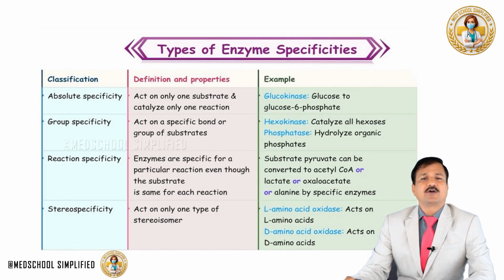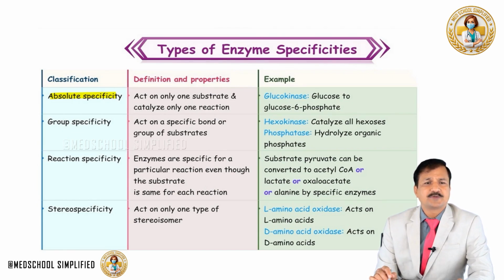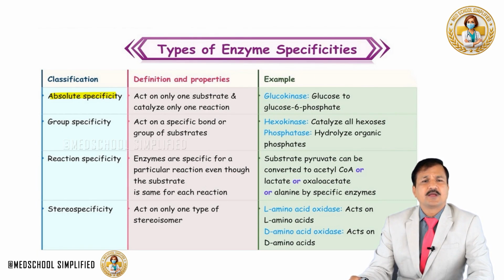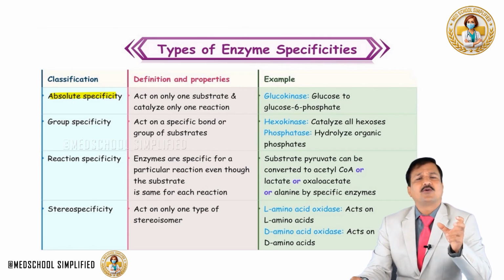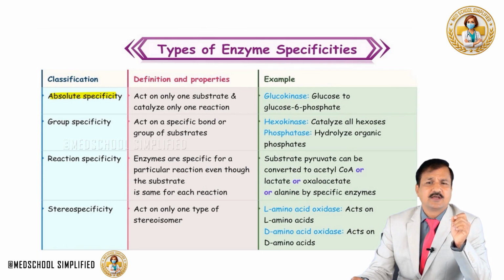Coming to types of enzyme specificities. So enzyme specificities can be classified into absolute specificity, group specificity, reaction specificity and stereospecificity. So what is absolute specificity here? Absolute specificity is when an enzyme acts only on one substrate and catalyzes only one reaction. That means this is absolutely specific for that particular substrate and that particular reaction.